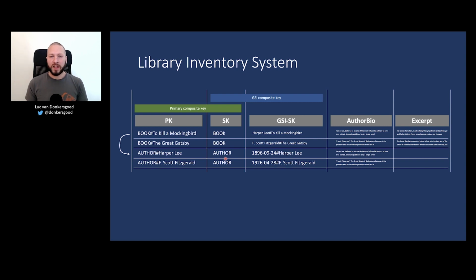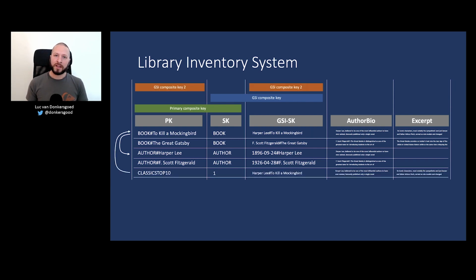So you could say that in this design, the book written by Harper Lee has a relation to the author, right? So whenever the author bio is updated in the author item, it will be updated in the book as well. Now, if we would add an additional functionality, so we would add a new classics top 10 with the best selling classics, and that would also contain a reference to the book, you could say that whenever the book is updated, we want to update the classics top 10 as well.